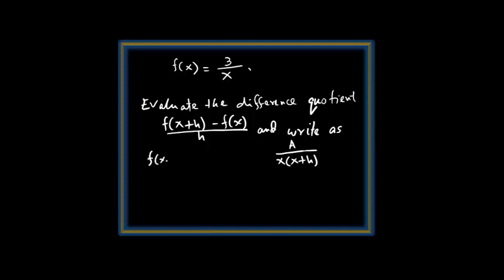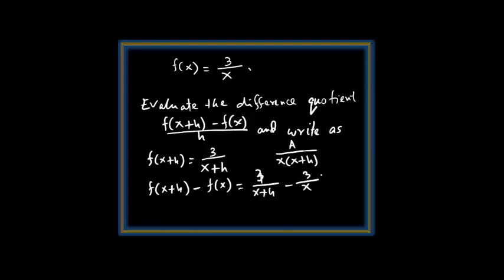It's a very simple idea. f of x plus h is 3 over x plus h. And then let us simplify the top, which is f of x plus h minus f of x. So we basically have 3 over, because we have the function 3 over x, so I replace my x by x plus h, minus f of x, which is already 3 over x.